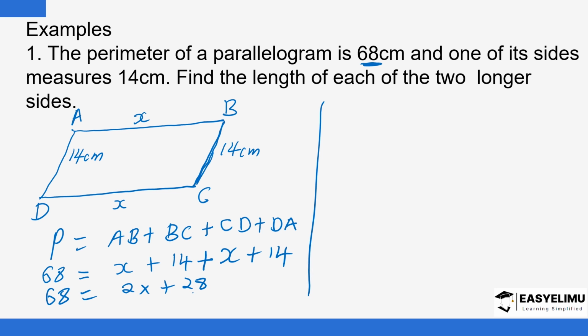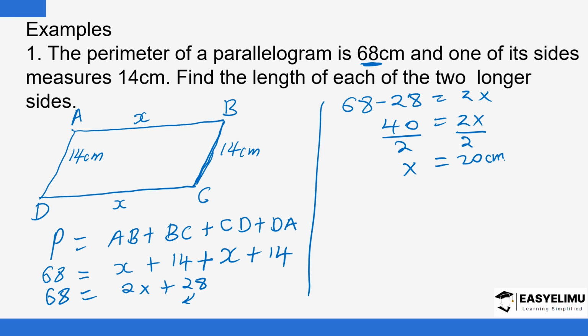We can continue from here. This 28 can move to the other side of the equation, so that we have 68 minus 28 equals 2x. We moved 28 from the right-hand side of the equation to the left-hand side, and that changed the sign from positive to negative. What do you get when you do this subtraction? This is supposed to be 40 equals 2x. We are trying to find the value of x by dividing both sides by 2. That then implies that x is equal to 20.